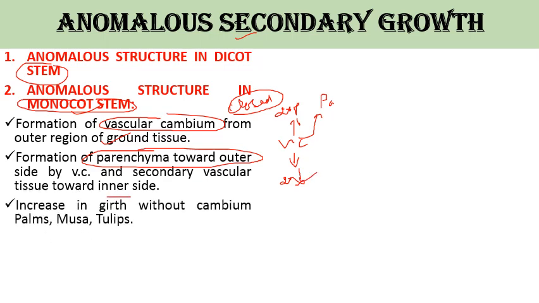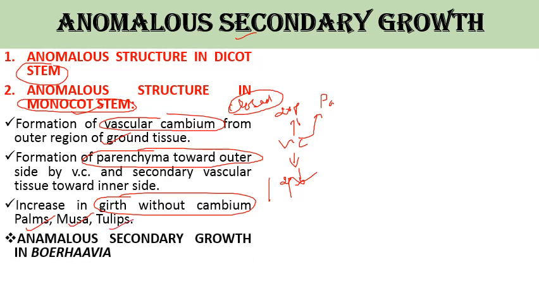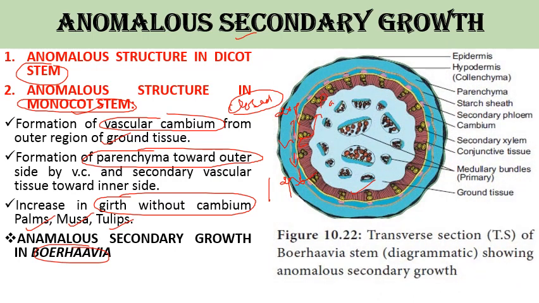Increase in girth without cambium. There are some monocots in which the girth increases but cambium is absent. For example, we have palms, Musa and tulips. Then anomalous secondary growth in Boerhaavia, that we will discuss in detail, and this is the photograph of Boerhaavia diffusa, and it shows the medullary vascular bundle that we will discuss in detail.